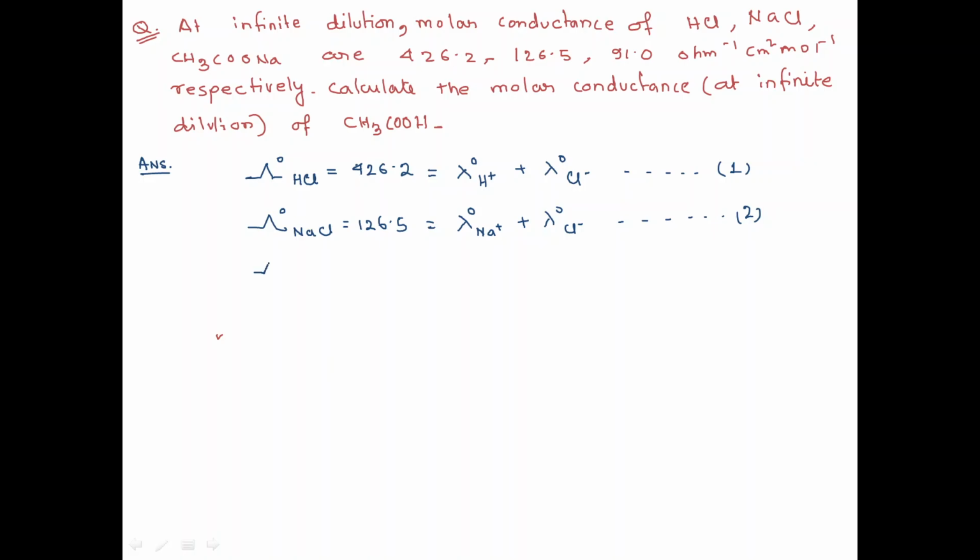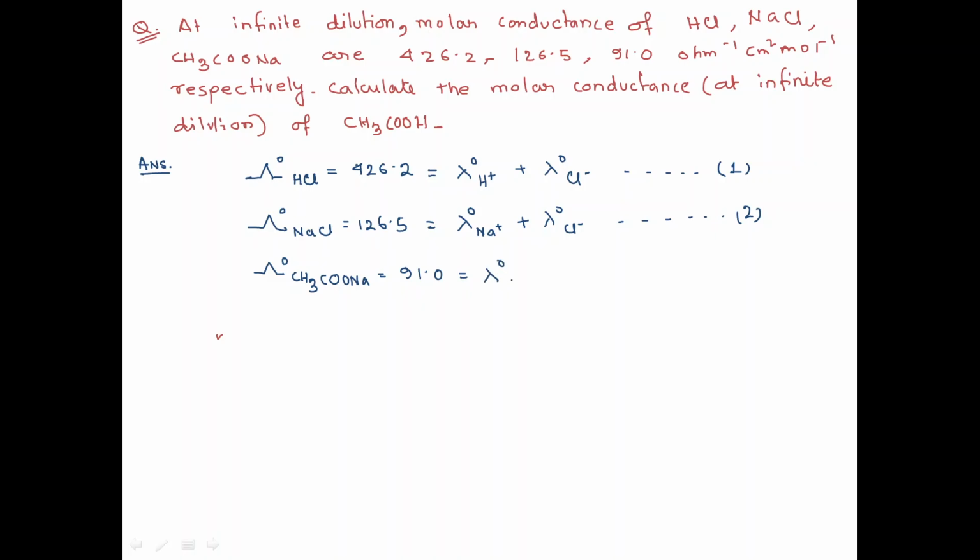Okay, so now consider the last one, that is lambda 0 of sodium acetate, CH3COONa, which is essentially equal to 91.0. So sodium acetate will dissociate into Na plus and CH3COO minus.